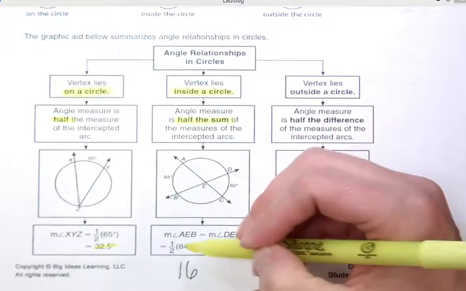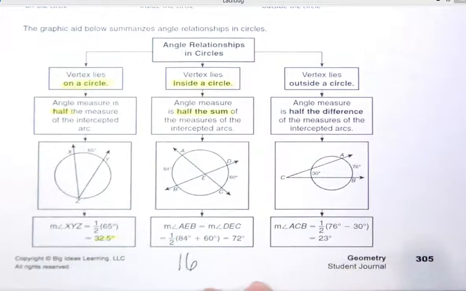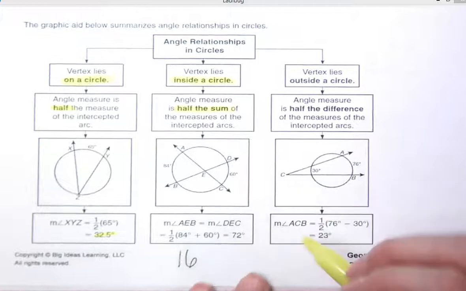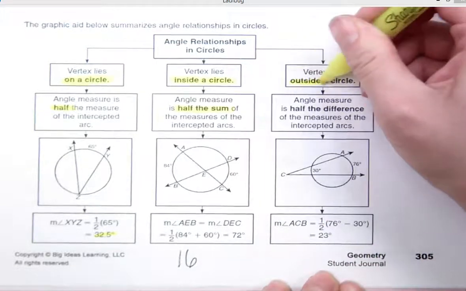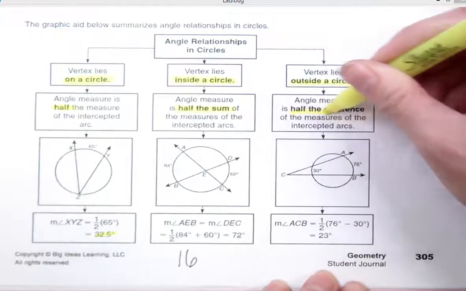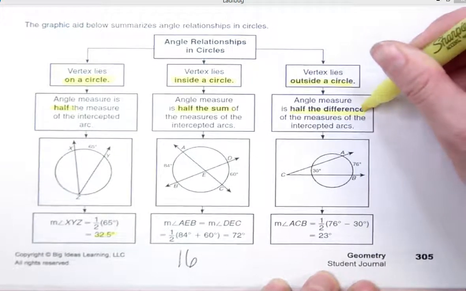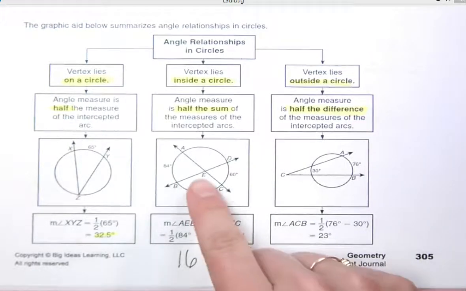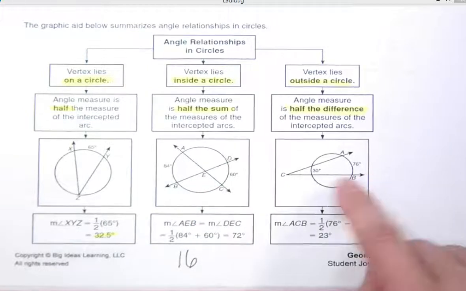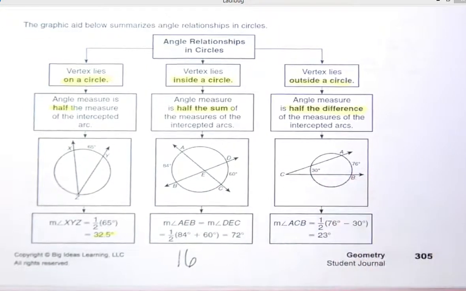So first you add them up, you multiply times 1/2, or you divide by 2, and that equals the inside angle. And if the vertex is outside the circle, the angle measure is 1/2 the difference. What does difference mean? Add, subtract, divide, or multiply? Subtract. And so if it's inside the circle, we add it, divide by 2. If it's outside the circle, we subtract the arcs and divide by 2.